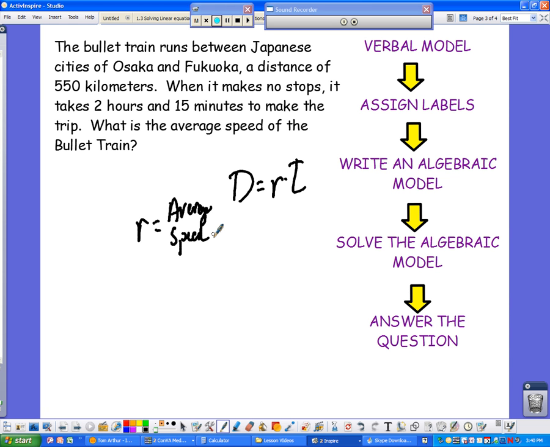Then after we complete that, we need to start looking for clues inside the question to see if it gives us the other pieces that we're looking for. So for example, 550 kilometers. It says the distance of, so in this case, the distance would be 550 kilometers. The next part says 2 hours and 15 minutes. The only piece we're looking for now is the time, and our time is 2 hours and 15 minutes.